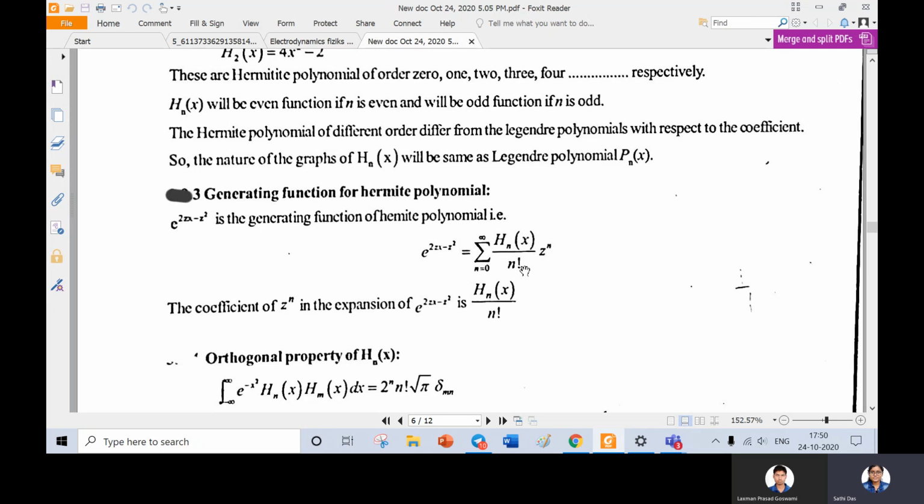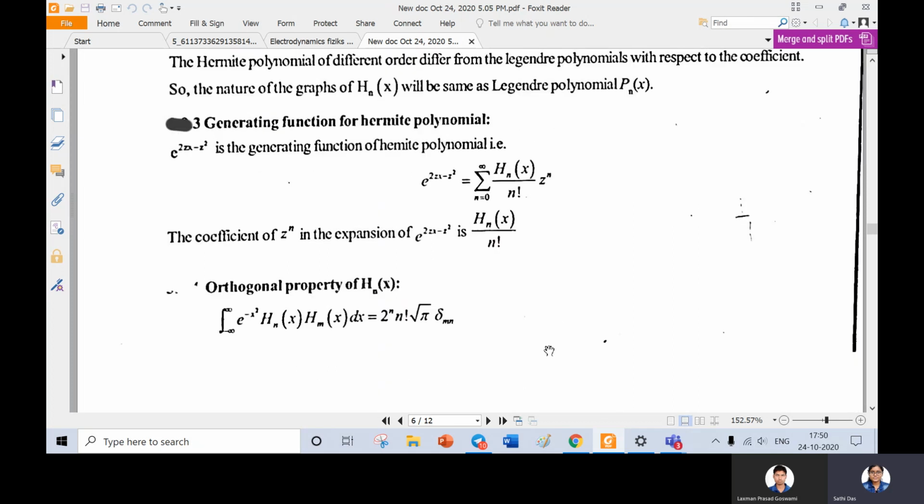What will be the generating function? The generating function is e^(2zx - z^2) equals the sum over n equals 0 to infinity of H_n(x)/n! z^n.